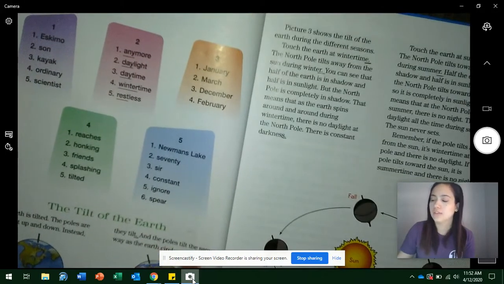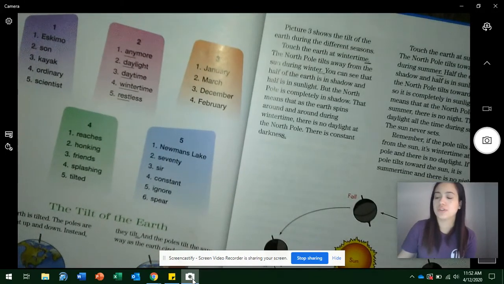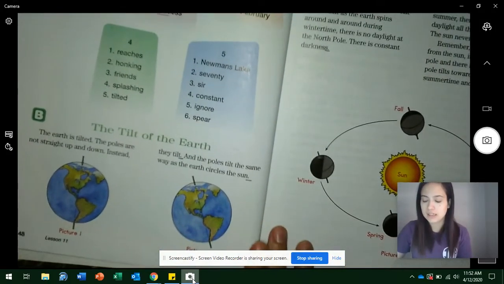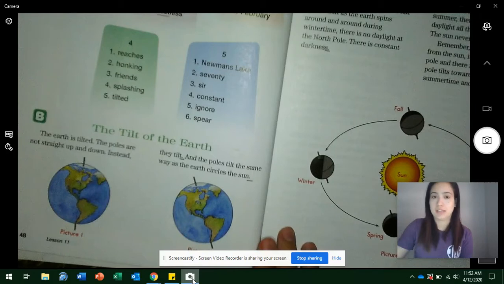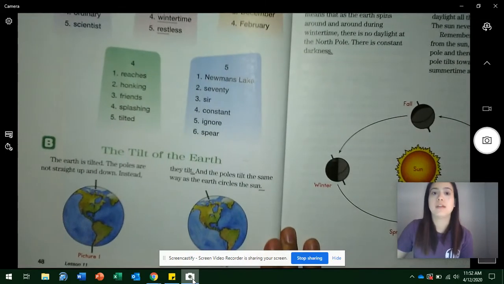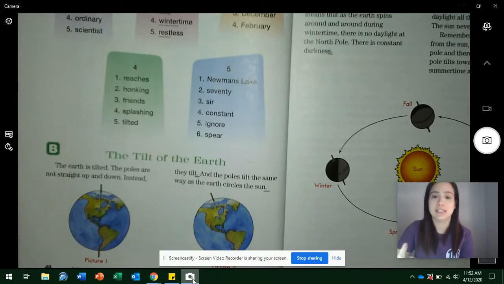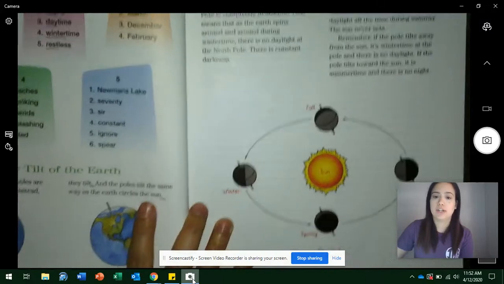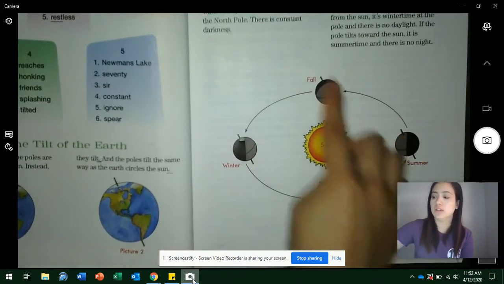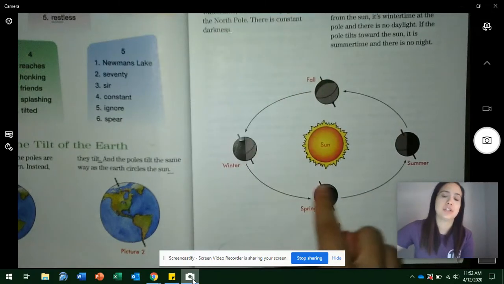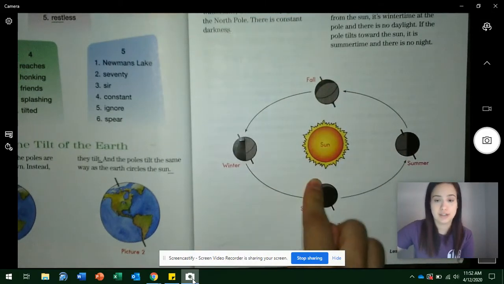Okay, let's continue reading. And the poles tilt the same way as the earth circles the sun. So, everybody, does the tilt change as the earth goes around the sun? Get ready. No, it does not. The tilt is the same during all the seasons. So if you look at the picture here, it'll help you see. You see the tilt? It does not change. It's the same in all the seasons. The difference is the earth is in a different position.